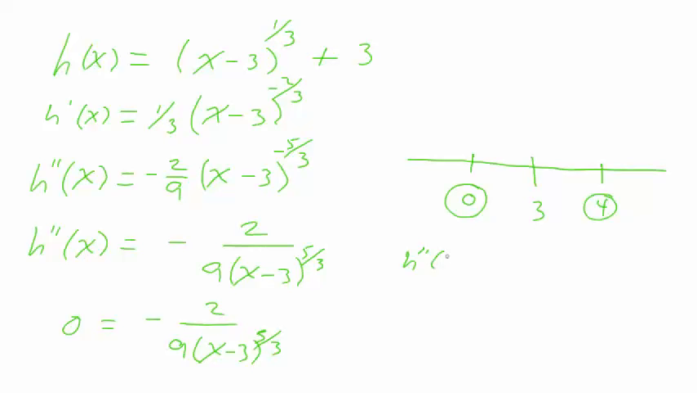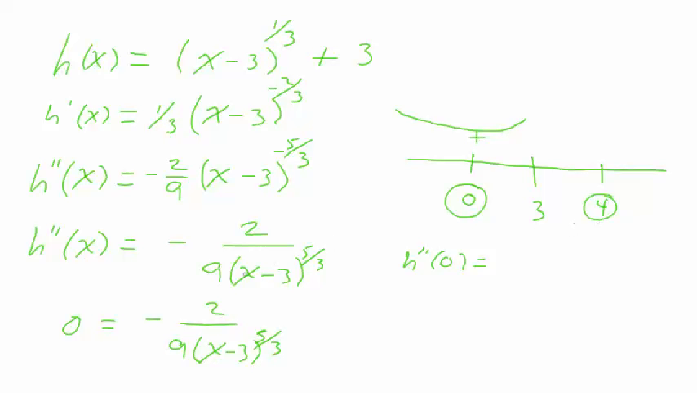Okay, so now we want to take h double prime of 0, and all we care about is whether this is a negative or a positive number. Here's our derivative. If I plug 0 in, I get negative 3 raised to the 5/3, which is a negative number. And then we have a negative up here, so negative over negative is positive. So this is going to be concave up.